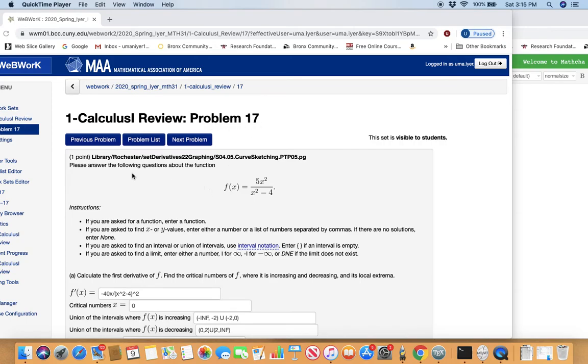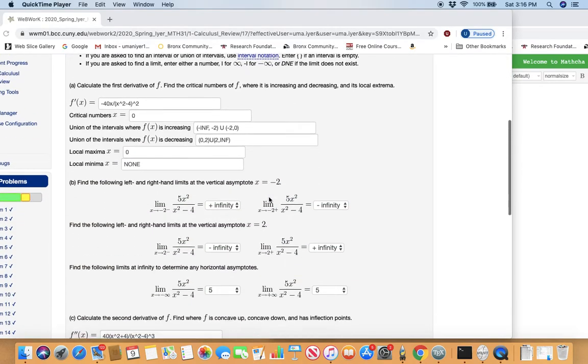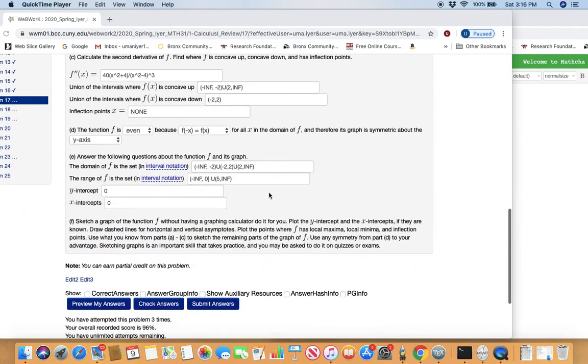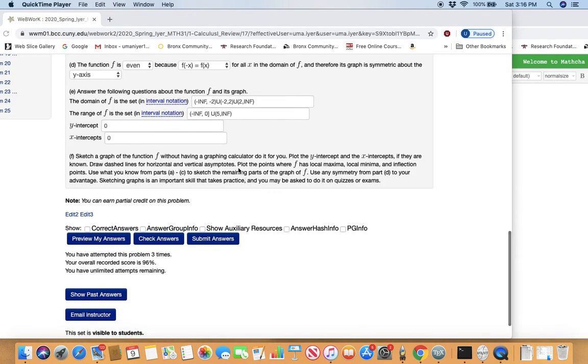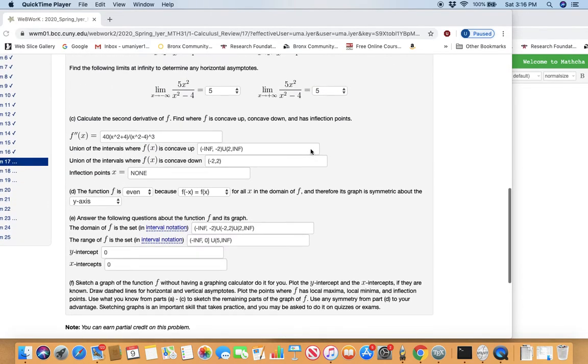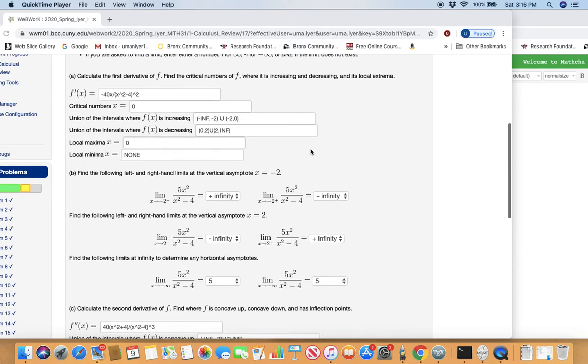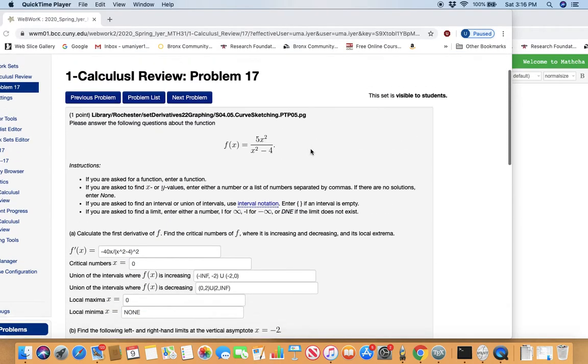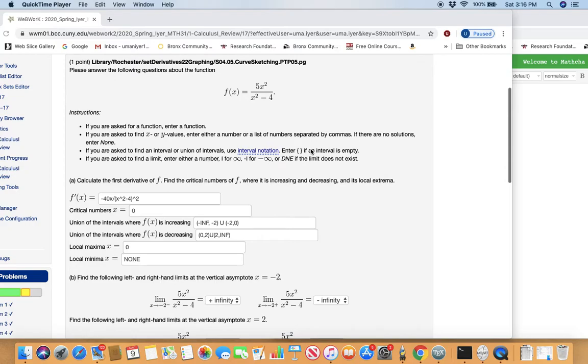Problem 17. This is regarding sketching the graph of a function. In this case, the function is 5x squared over x squared minus 4. Notice this is a long problem, so I have already gone ahead and filled in all the blanks so as to fit everything in a 15-minute video.